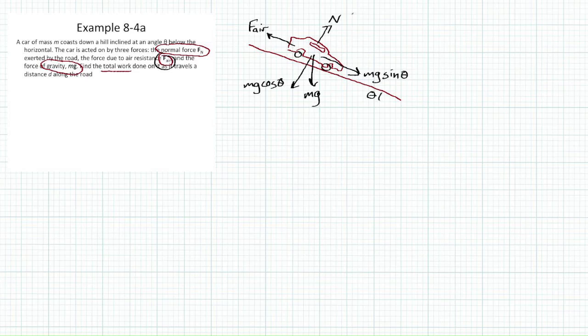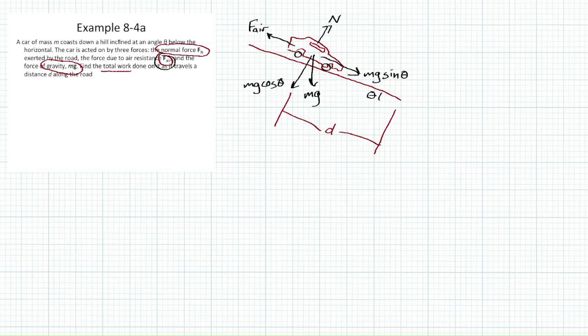Okay, so the question is, what is the total work done on the car? By the way, we have one more thing to draw in here. Here's our D, our displacement. So the car is being displaced down the hill, parallel to the surface of the hill, right there.